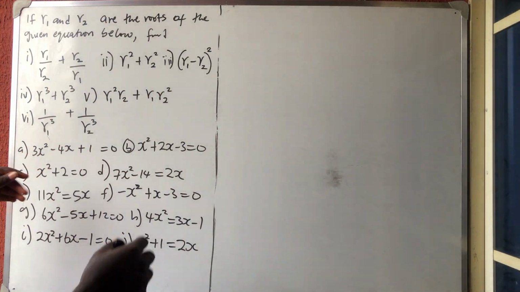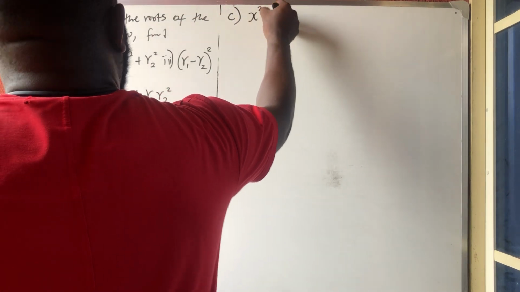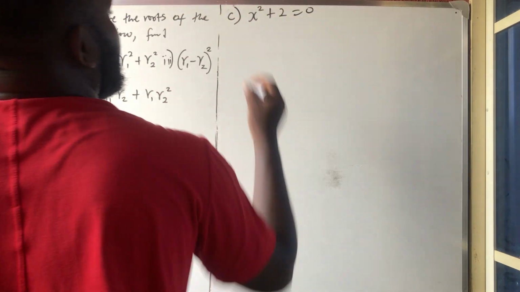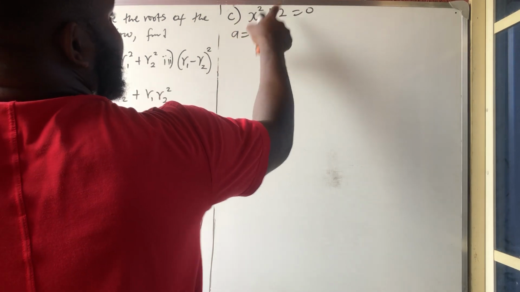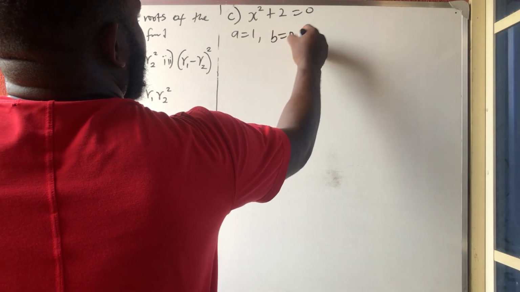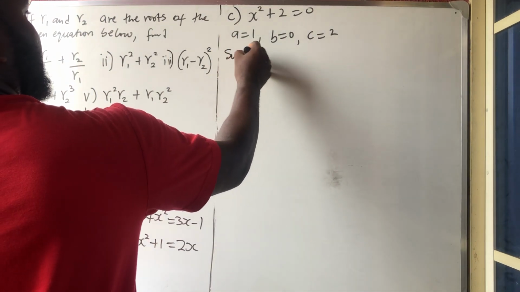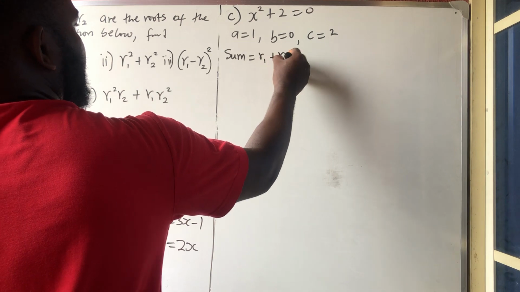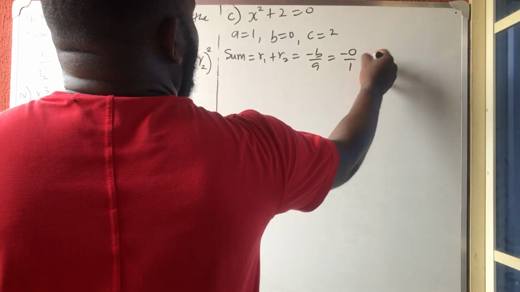Question B, C now. C said x squared plus 2 is equal to 0. If you look at it, you see that A is 1. There is no B here. There's no term that has x, so B is 0. Then C is just 2. We need the sum. The sum is simply R1 plus R2, which is minus B over A, which is minus 0 over 1, which is 0.